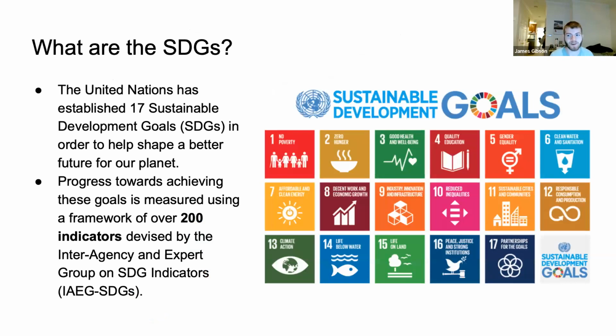I'm guessing that you are pretty familiar with the SDGs at this point, but just to recap, what are they? They're 17 different goals that the UN established to try to shape a better future for our planet. And you have definitely talked about indicators, but there are over 200 indicators that the UN has established to try to measure progress towards each of these 17 different goals.